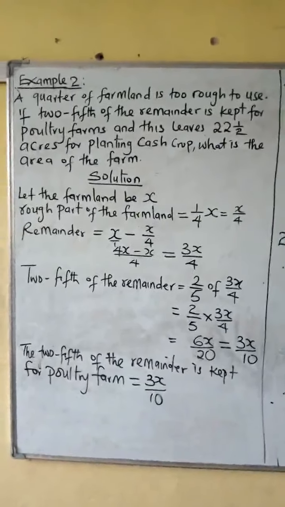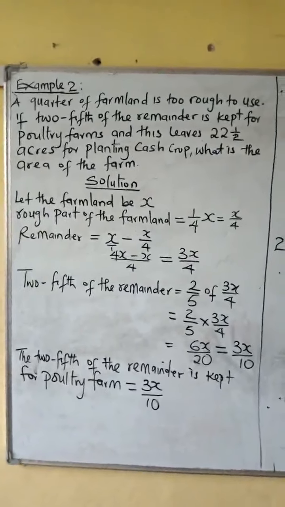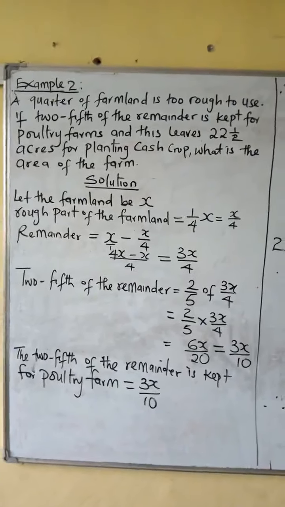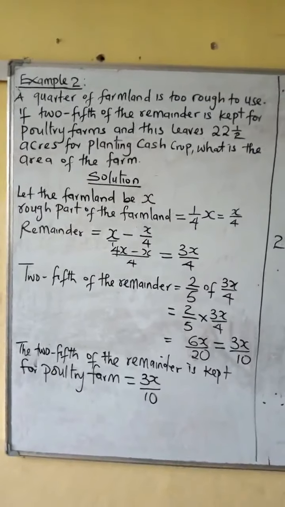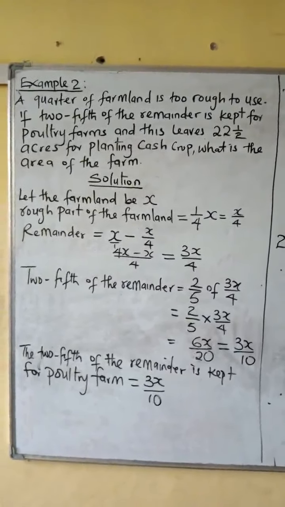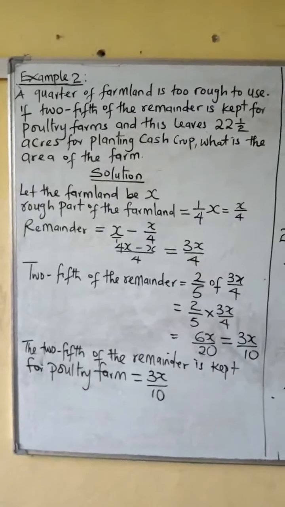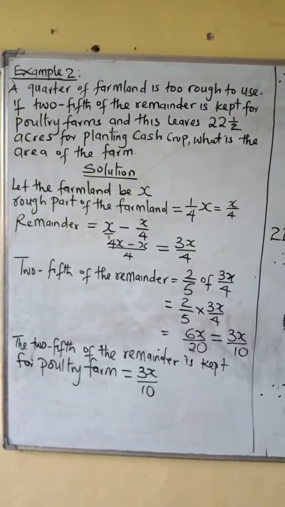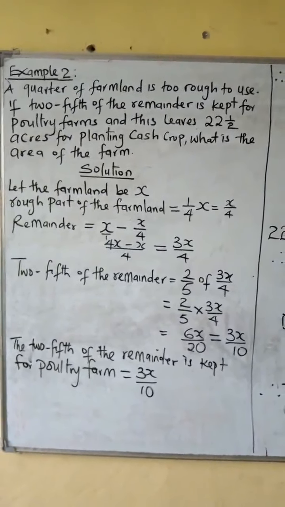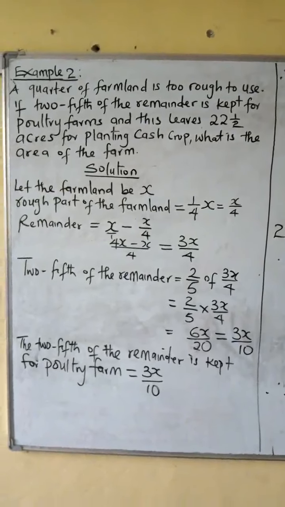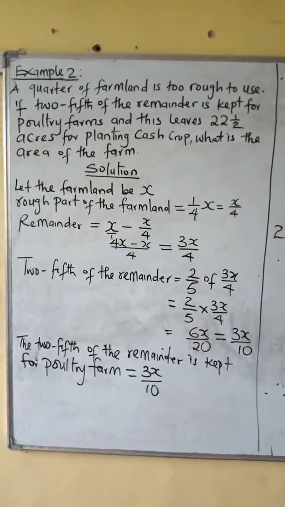Example 2 on word problem leading to fraction. A quarter of farmland is too rough to use. If 2/5 of the remainder is kept for poultry farms, and this leaves 22.5 acres for planting cash crops, what is the area of the farmland?